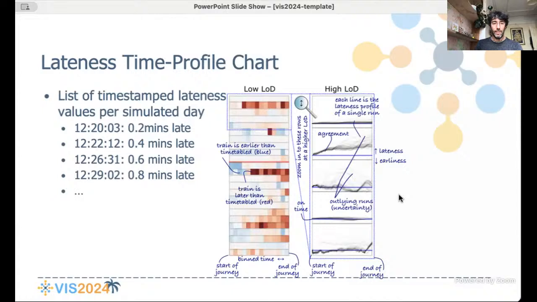For the lateness time profile chart, our metric is a list of time-stamped latenesses. These are latenesses at different stops during a train's journey. In the low level of detail version, we have a heat map for each train, which shows us the median delay by time step, where red is late and blue is early, so it's a diverging color scale. In the high level of detail graphic, we have a separate line for each train using transparency, which shows us which parts of the profile are consistent between model runs and which parts are not consistent, where some days the delays are much, much higher.